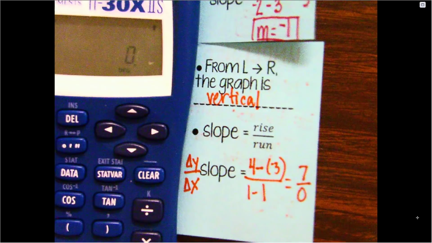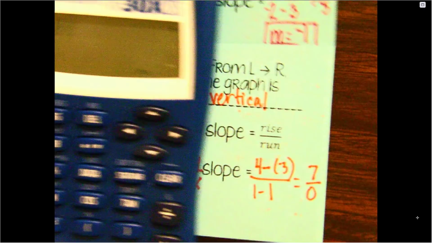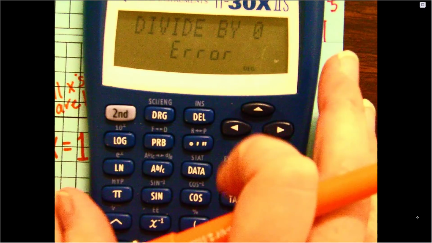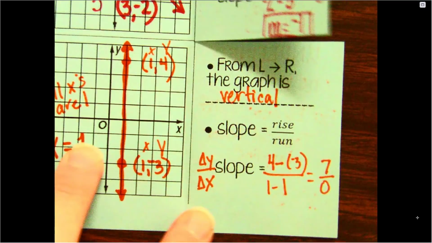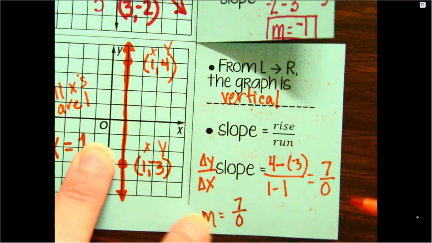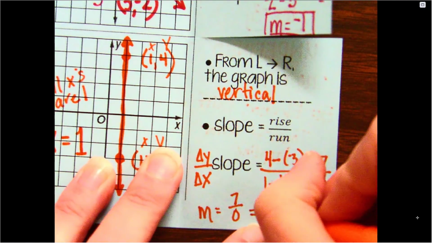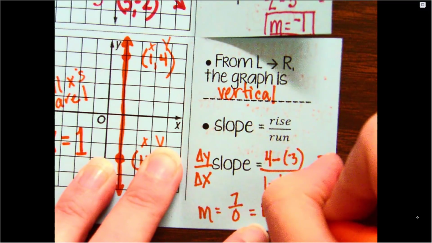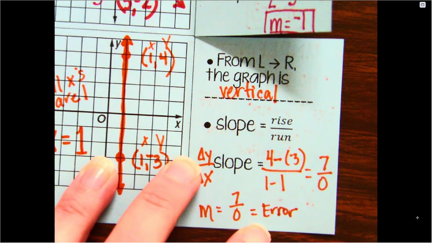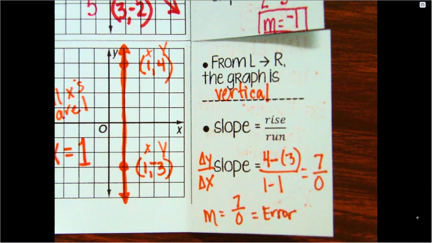Now if I put that into my calculator and I say 7 divided by 0, here's what I get. I get a divide by 0 error. What that means is you can't have 7 somethings and make them disappear. Okay, if you get an error, that means it's an undefined line. It's a line with undefined slope. And that's all we have for today.